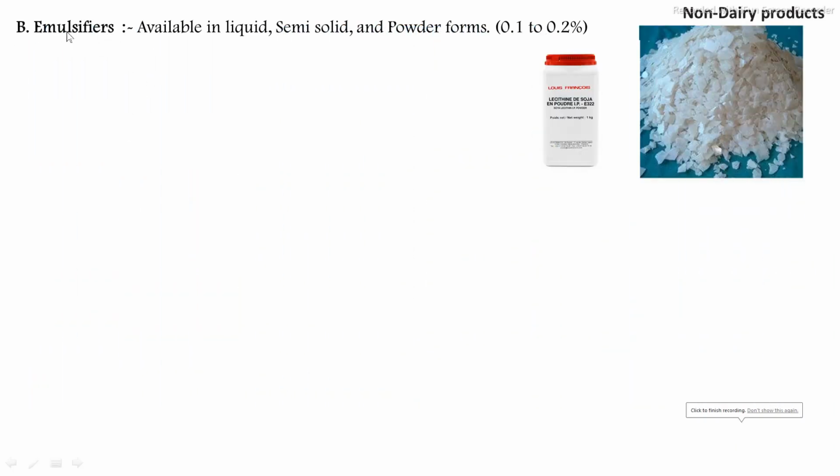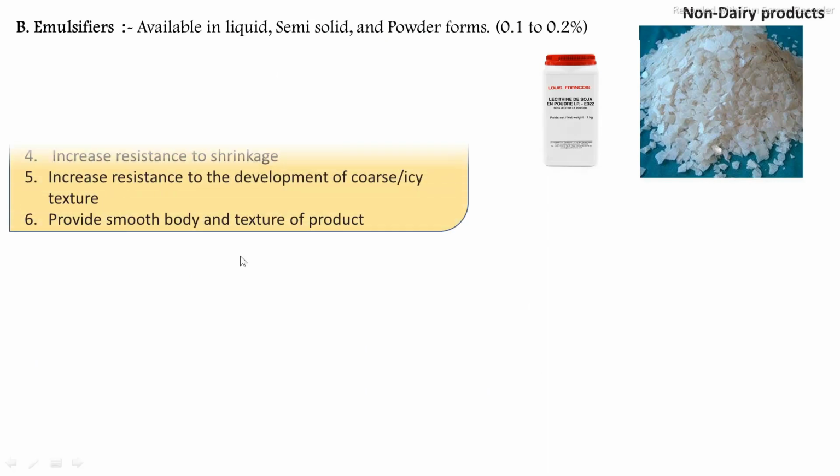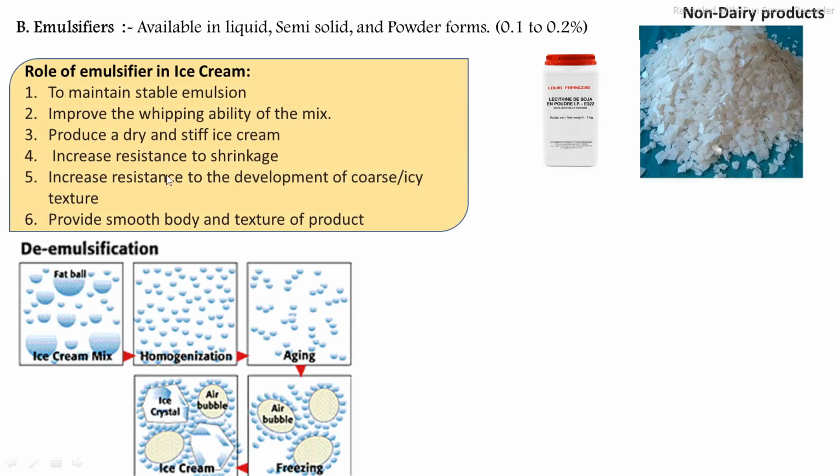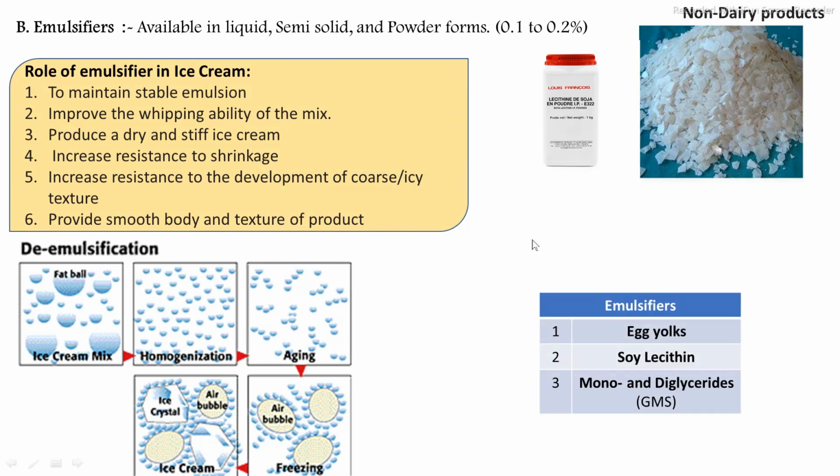The main role of the emulsifying agent is to maintain the proper emulsion while improving the whipping ability of the ice cream. You can see these are the main functions of the emulsifying agents in order to improve the proper texture of the final product. The main emulsifying agents, in which the natural emulsifying agent is egg yolk or soy lecithin, and a number of other emulsifying agents are available.